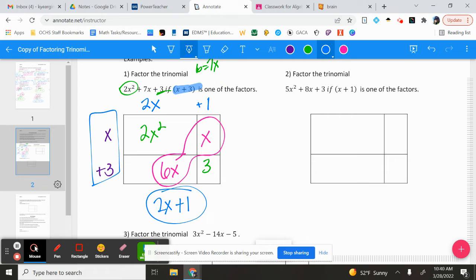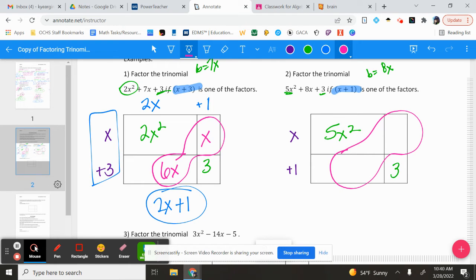When I see this next problem, we can continue to work backwards. They told me that my a value is 5x squared, my c value is 3, and again my b is going to equal 8x, but I have to add two things to get that b value. They've given me that one of my factors is x plus 1. So I'm going to put those on the side there. And then we can fill in the holes by working backwards.